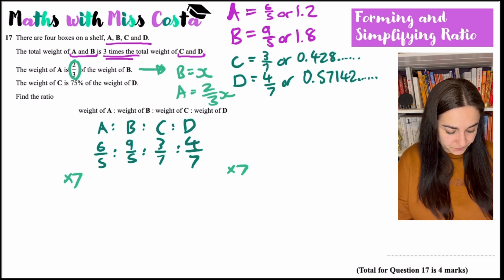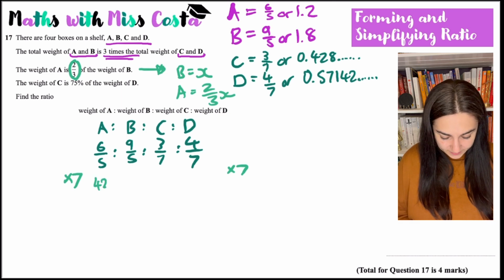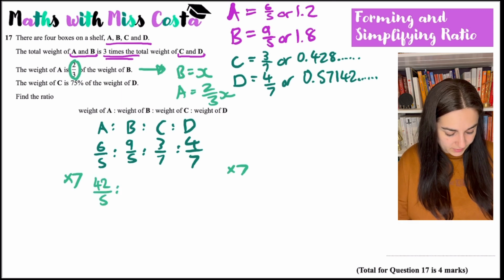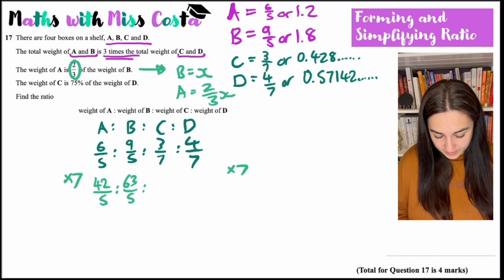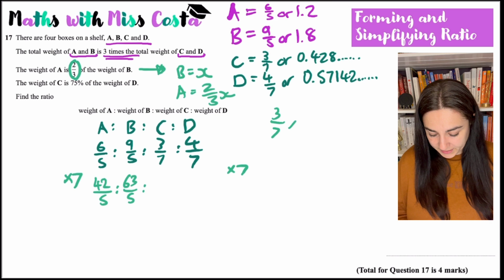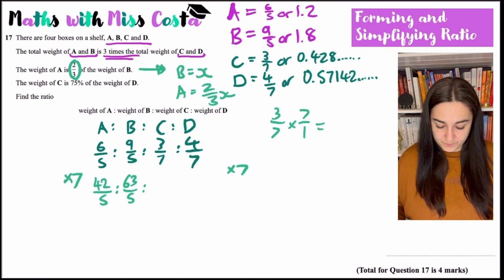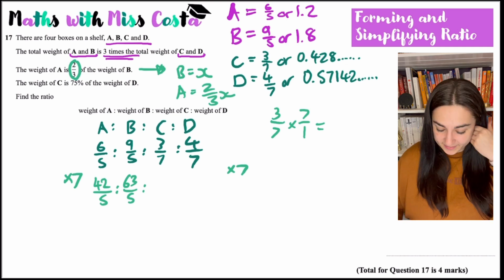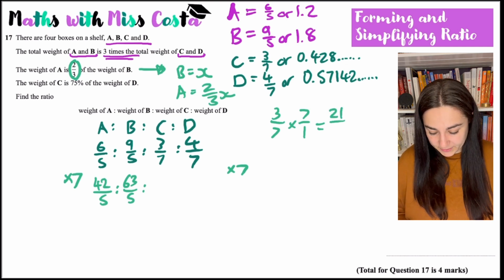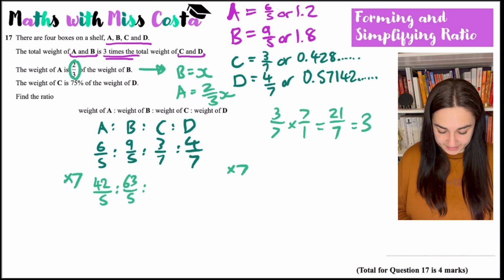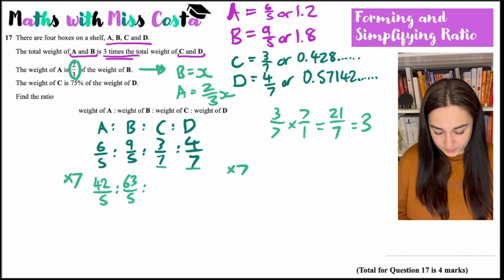So 6/5 times 7 is going to give me 42/5. 9/5 times 7 is going to give me 63/5. And the reason I've multiplied by 7 is because if I multiply anything by its denominator, look what happens. So 3 times 7 is 21, divided by 7 ends up with 3. So I basically eliminate the denominator. That's why I multiplied by 7, to get rid of these denominators here. So it'll become 3 to 4.